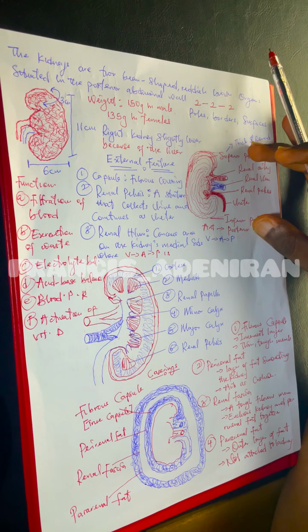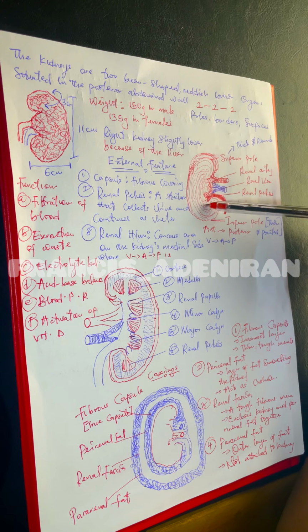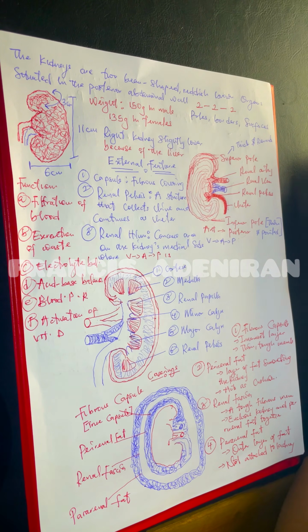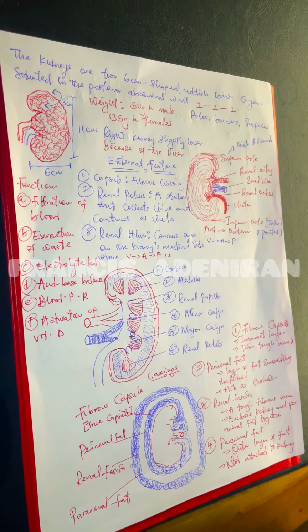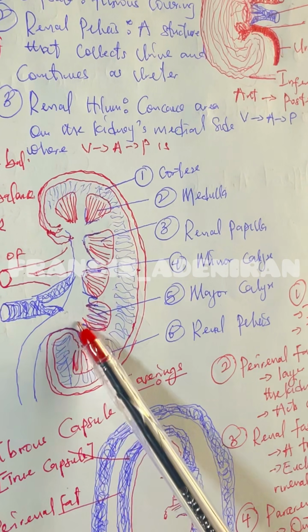So back to the external features: the capsule is a fibrous covering that covers the kidney. You have the renal pelvis, which collects urine and continues as the ureter here. Then you have the renal hilum, which is that concave area on the kidney's medial side, where you can find the VAP.